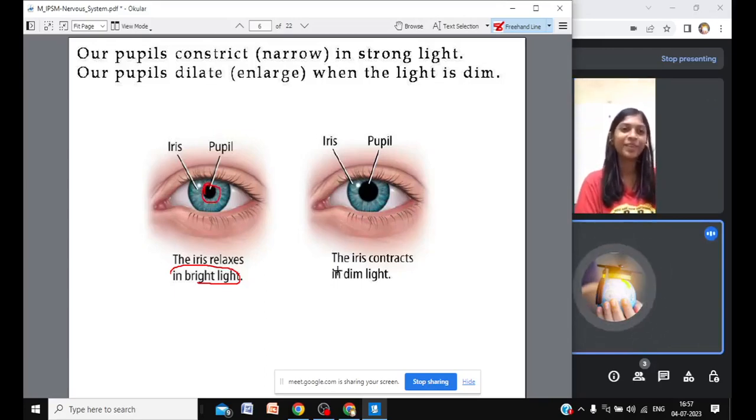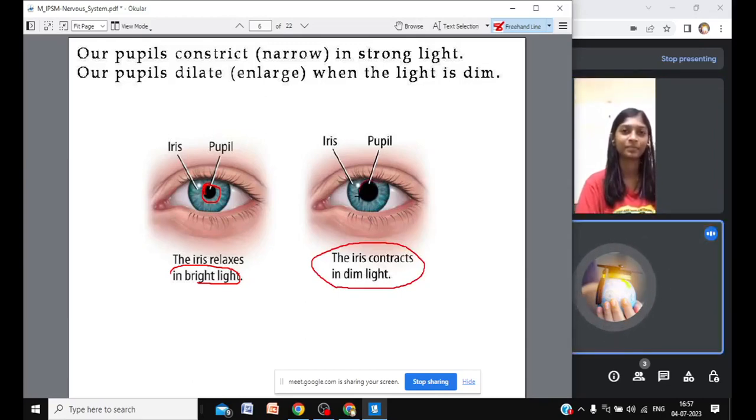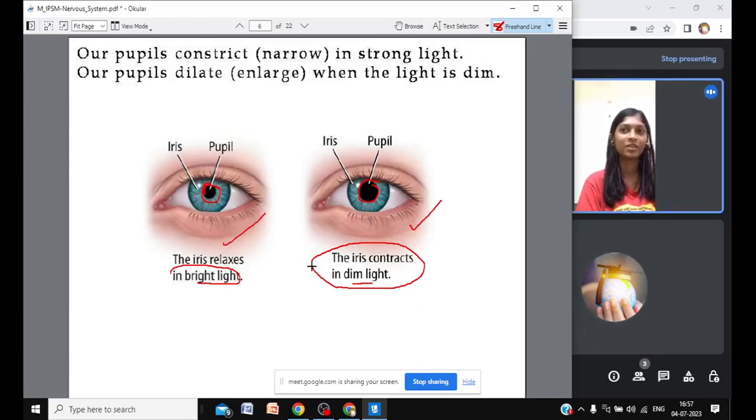And here, what happens in the right side picture? In the right side, the pupil enlarges and becomes bigger. You can see the black round is bigger, because it is dim light. So dim light means larger pupils and strong light means smaller pupils. Now who will control the size of the pupils? The brain, when it receives the message that the light is strong or dim.